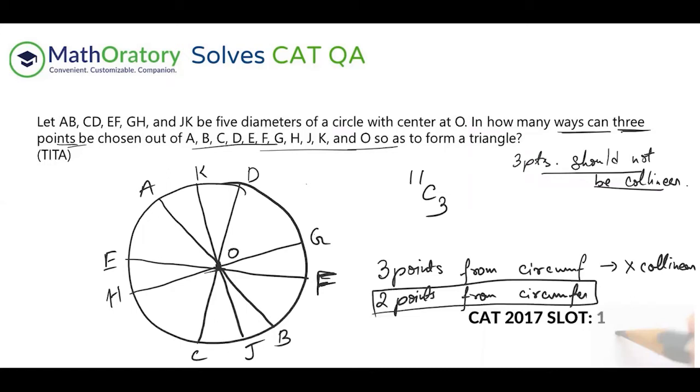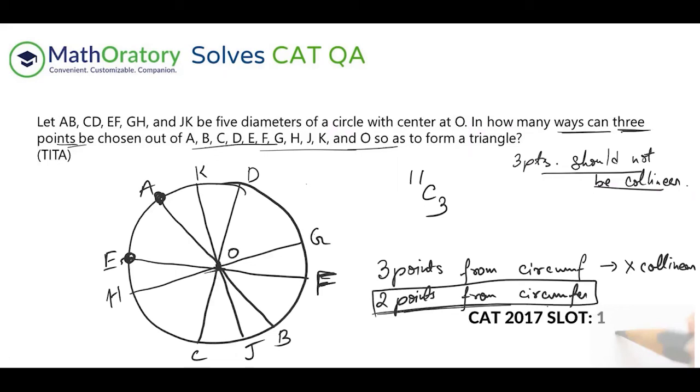Let me show this to you. If I choose, let's say, point A and point E, that will not be a problem, because we are choosing 3 points, right? If we choose 2 points from the circumference, the third point has to be O. That is the only point which is not on the circumference, right? In this case, that is not a problem because this is forming a triangle, so they are not collinear in nature.